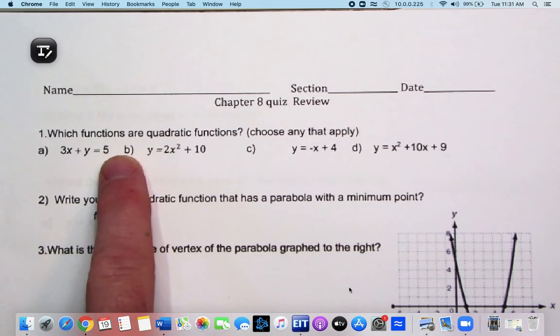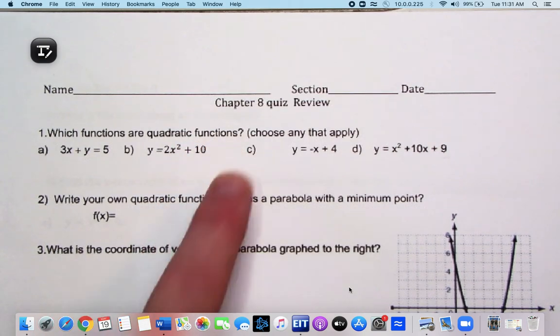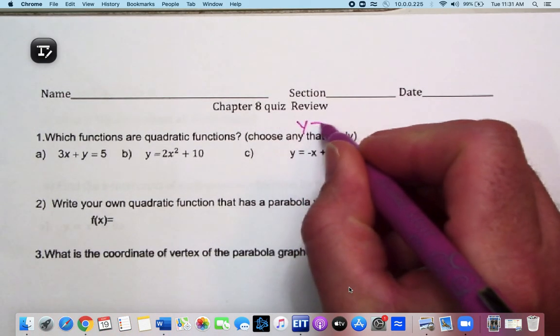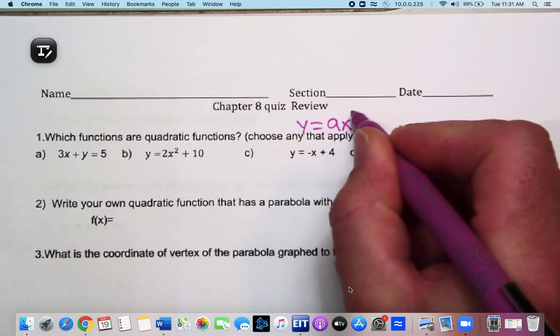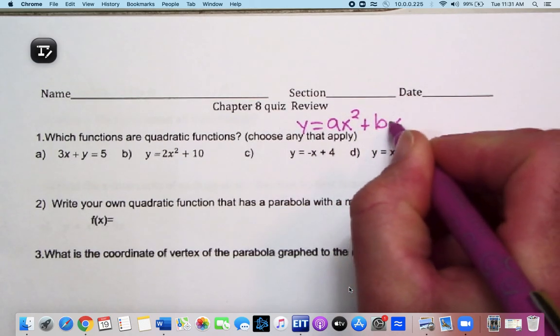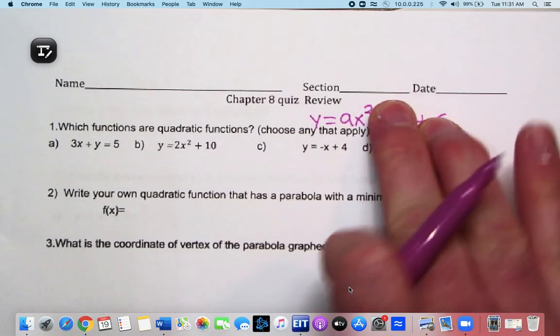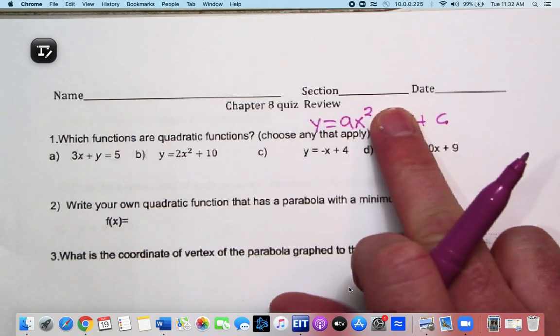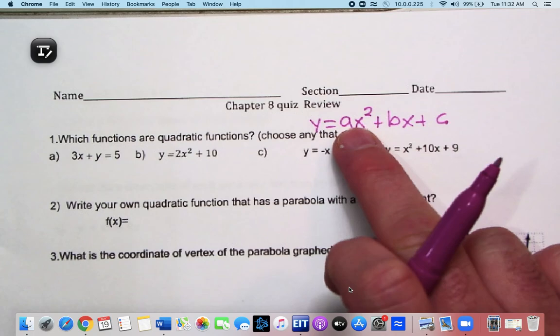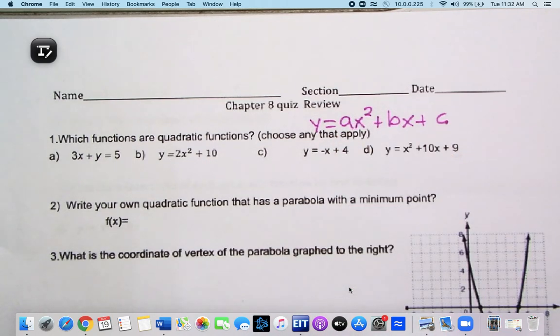So the first question is, which functions are quadratic functions? Quadratic functions are any function that can be written in the form ax squared plus bx plus c. B and c can both be 0, so they can kind of go away, or one can go away, or the other, or they both can. But you do need to have a number for a, so you need an x squared.